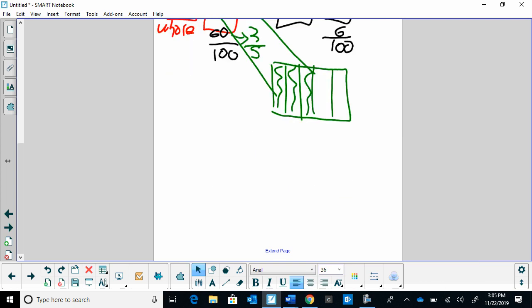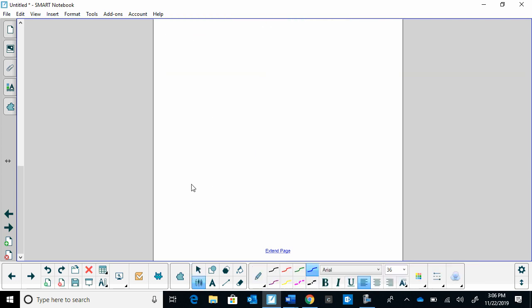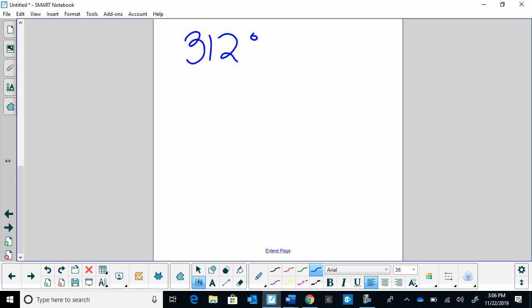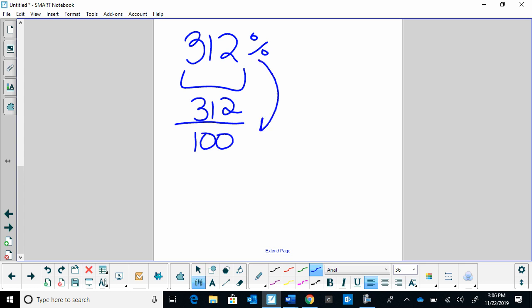And the last one that we talked about was what if I have something like 312%? What do we do then? This is greater than 100%, which means I need more than one grid. 312 over 100. That's how we represent this, since percentages are always out of 100 to start us off, and then we can simplify from here. But we notice this can actually be turned into a mixed fraction. 100 fits into 312 3 times, with 12 out of 100 left over.